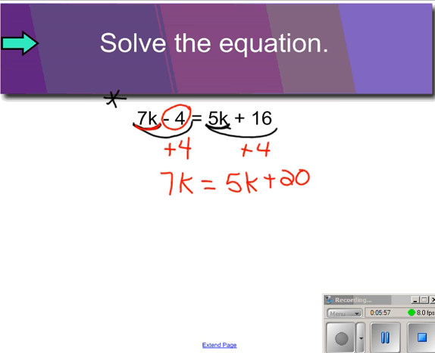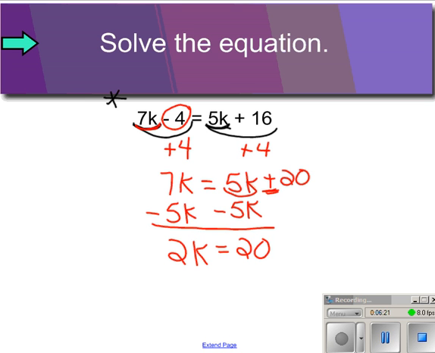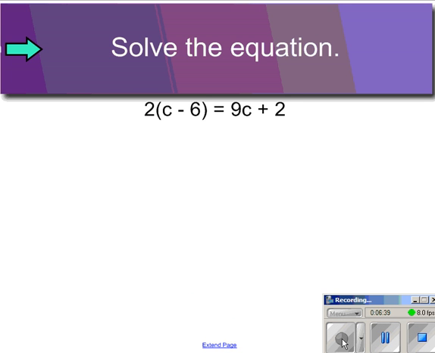Okay? Now I'm at a point where I have my variables on both sides and one side is isolated. So I want to get rid of the variable on the other side. And 5k is being added to my 20, so I want to reverse that operation, and I'm going to subtract 5k from this side and subtract 5k from this side. When I do that, I end up with 2k equals 20. When I have 2k equals 20, I'm going to divide both sides by 2, and I'm going to have k equals 10. So those are the steps to go through when you have simplified expressions on both sides of the equation. All right, now we're going to get a little bit more difficult.